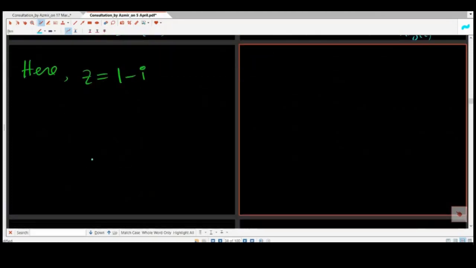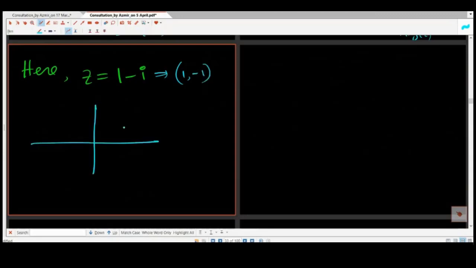So first, let's find a point of this. It is 1, negative 1i. That is 1, negative 1. Let's look at the position of this point. 1, minus 1. That means it is in the fourth quadrant. So we know that if a complex number is in the first quadrant or fourth quadrant, then the formula that we know will give us the accurate result.